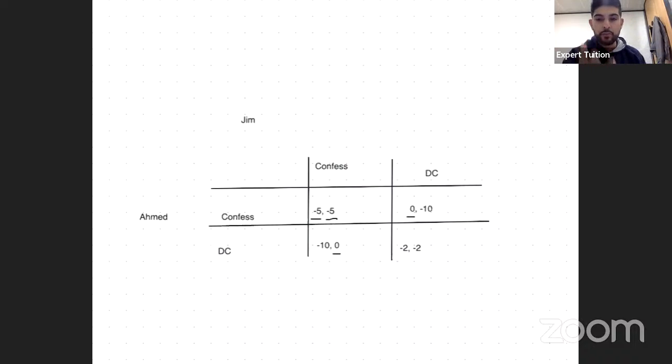Notice that of the 4 boxes that we have, only one of them has both lines underlined, and that is confess, confess. It was the dominant strategy for me, and it was the dominant strategy for him. We both end up playing confess, confess. Our dominant strategy and the outcome, the Nash equilibrium of this game, is that we both end up confessing.